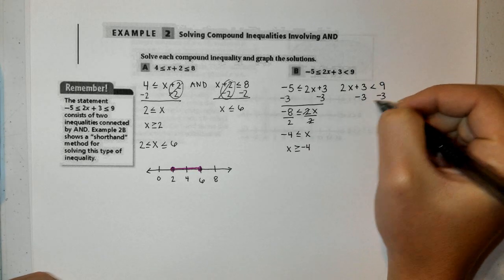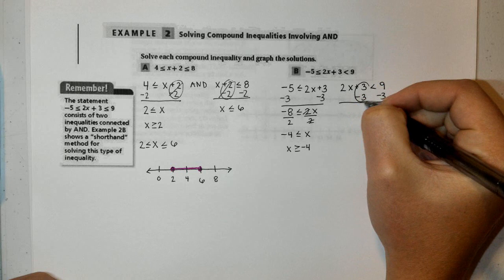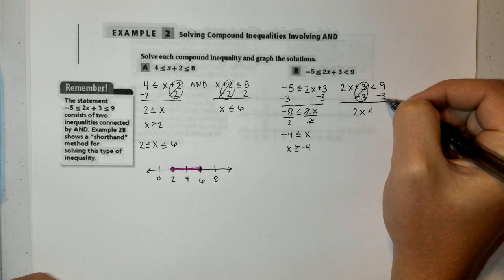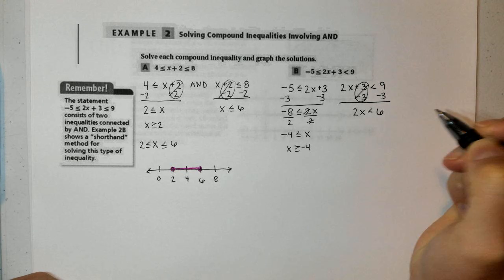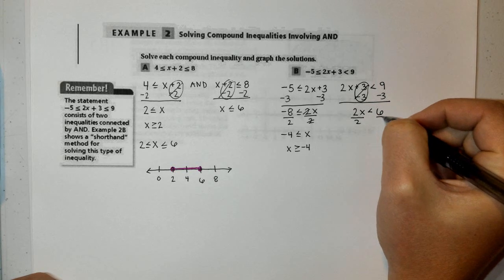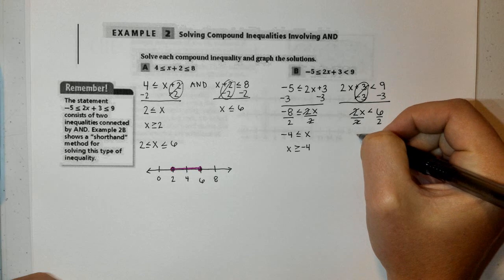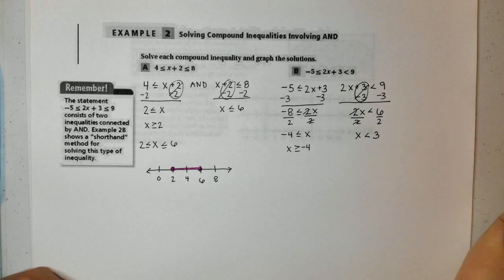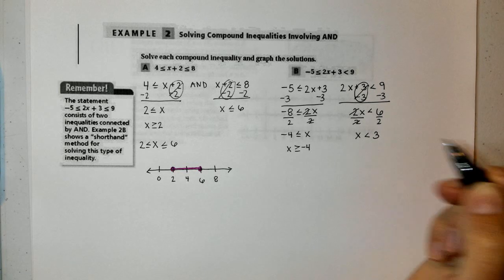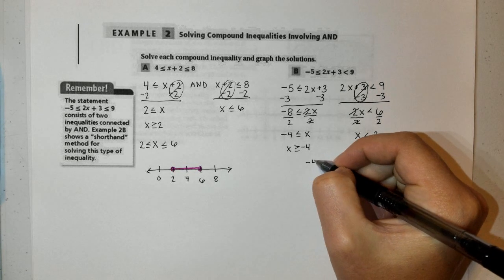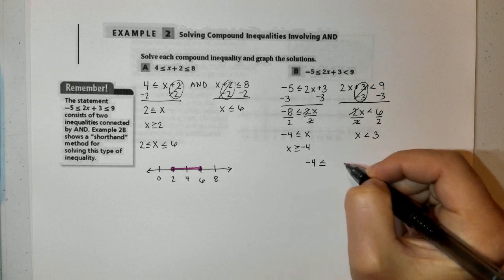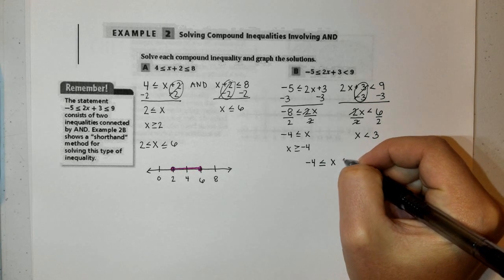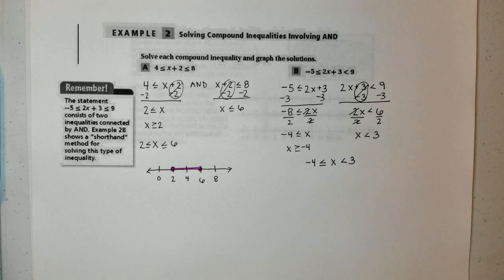Second inequality, subtract 3 from both sides. 3 minus 3 gives me 0, so I'm left with 2x, less than 9 minus 3 gives me 6. And then I divide by 2. 2 divided by 2 is 1, so I'm left with 1x, less than 6 divided by 2 is 3. So now I can combine these two statements. Negative 4 is the lower end, which is less than or equal to x, which is less than 3.